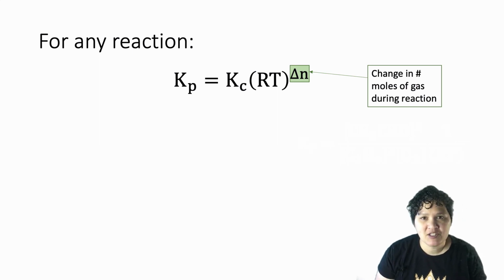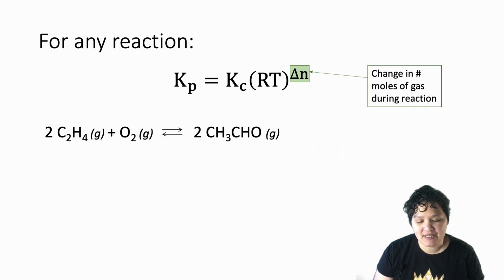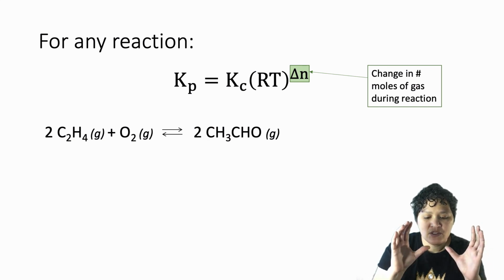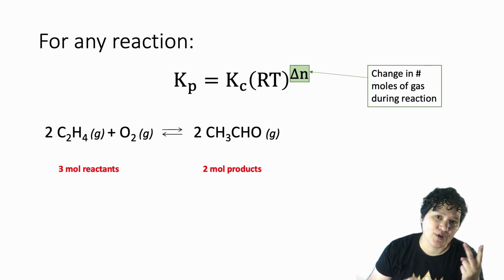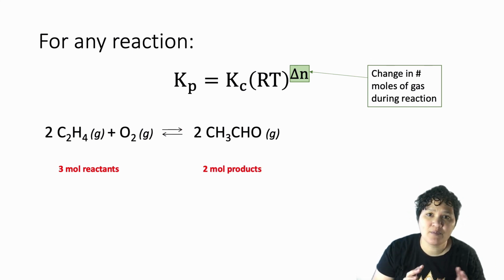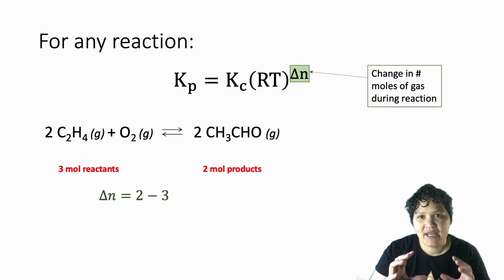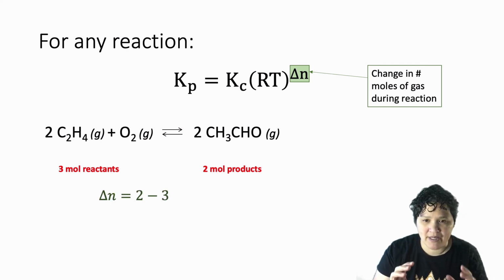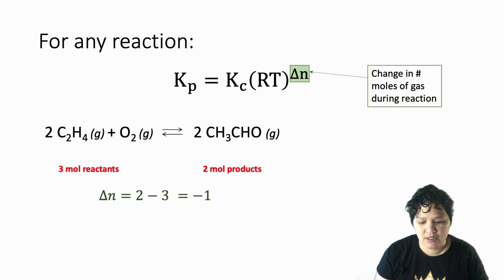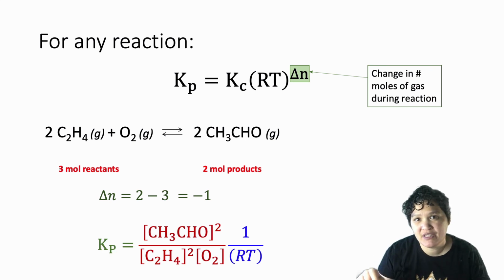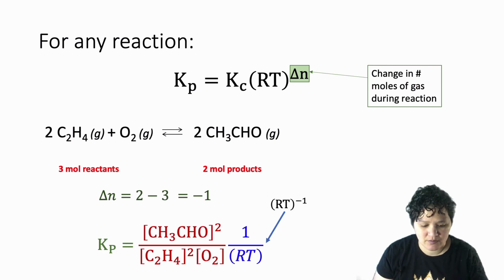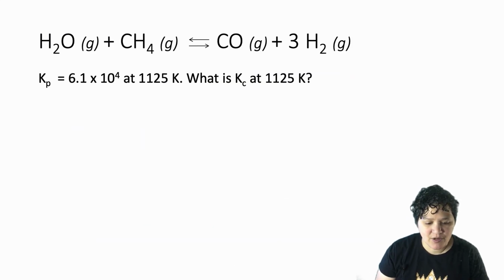Now, if you go back to our actual reaction and you look at this, you see that we started with 3 total moles of gas, 2 of ethene, 1 of oxygen, and we ended with 2 moles of gas, acetaldehyde. So our number of moles of gas dropped by 1. So delta n is minus 1. And so we had in that final thing 1 over RT, which is RT to the minus 1. So now we can use this in a problem.